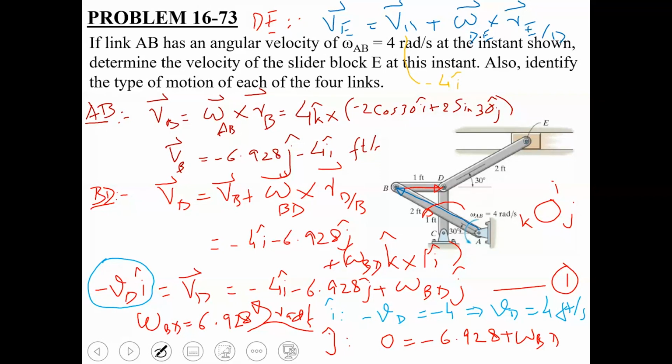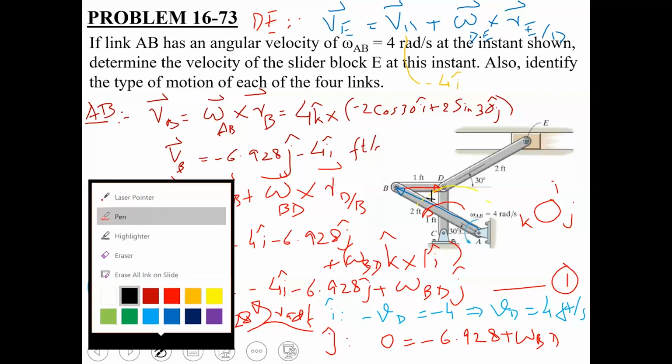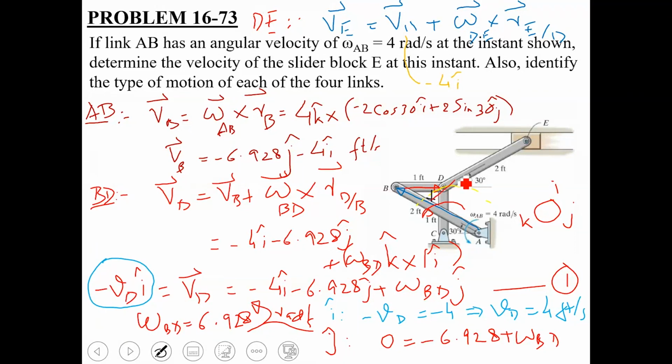Can you judge the direction of omega DE? We discussed this yesterday. Will it be clockwise or counterclockwise? It will be counterclockwise, because if we consider this link, D is moving in this circle which I showed in yellow. This link is probably here where I put the black cross. So the link DE will go from here to maybe here. It means that this link rotates in the counterclockwise direction. So we can write omega DE equal to omega DE k cross RED, the relative position of E with respect to D. What will this vector be?